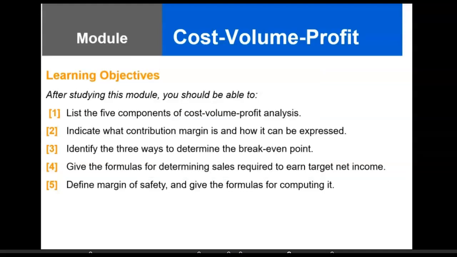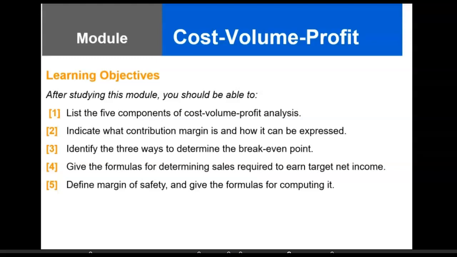In this module, we are going to take what we learned in the last module on how costs behave, that is, the variable costs and the fixed costs, and we're going to develop it into what we call a cost volume profit analysis model. Now, there are 5 components to this cost volume profit analysis.